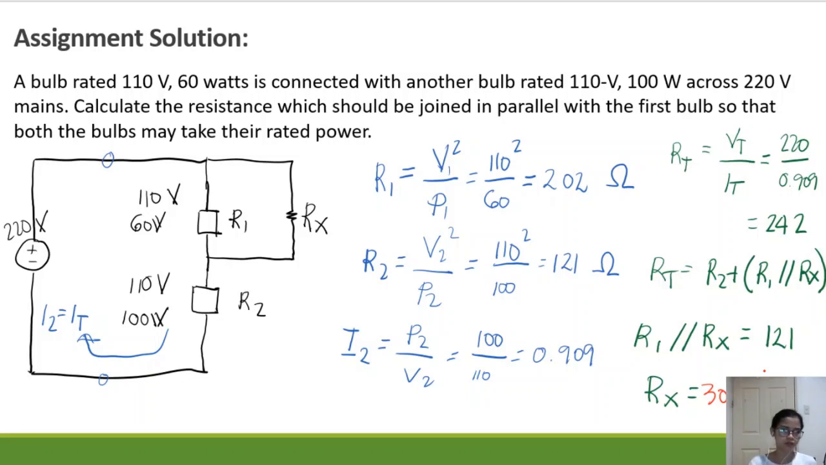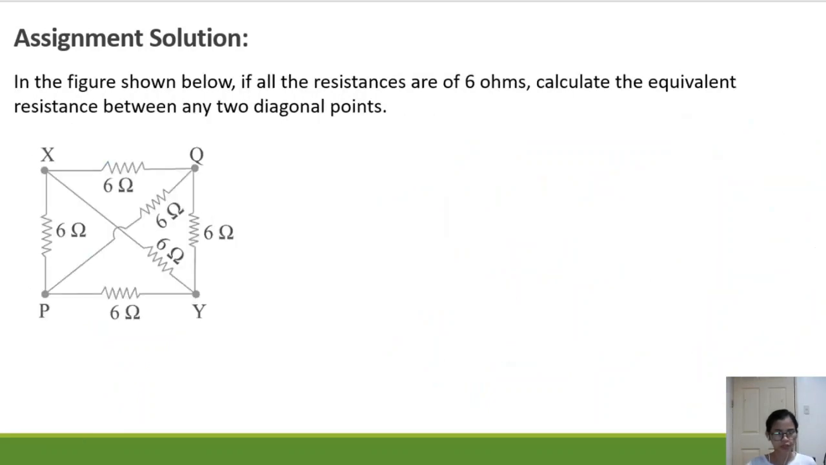As I solved this problem, I saw a shortcut: for this to be 110 volts and 110 volts, R2 must be equal to the parallel combination of R1 and Rx. So let's proceed to the next problem. I hope you're still with me. If you want a break, you can pause and go back when you are ready. Let's solve this next problem.